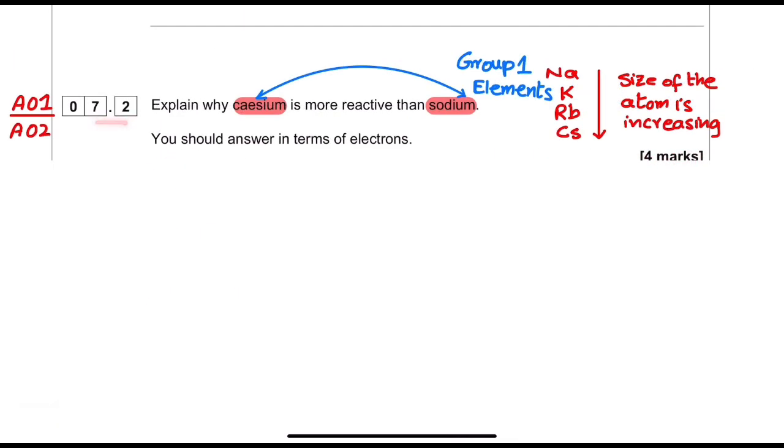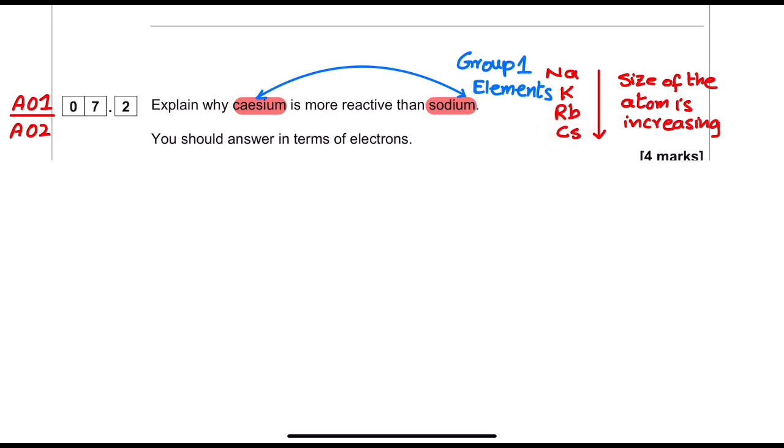Sample 2 is a combination of an AO1 question and an AO2 question. Explain why cesium is more reactive than sodium. You should answer in terms of electrons. If you see here, sodium, potassium, rubidium, and cesium, these are the elements of group number 1. Sodium is higher in the group, whereas cesium is lower in the group.